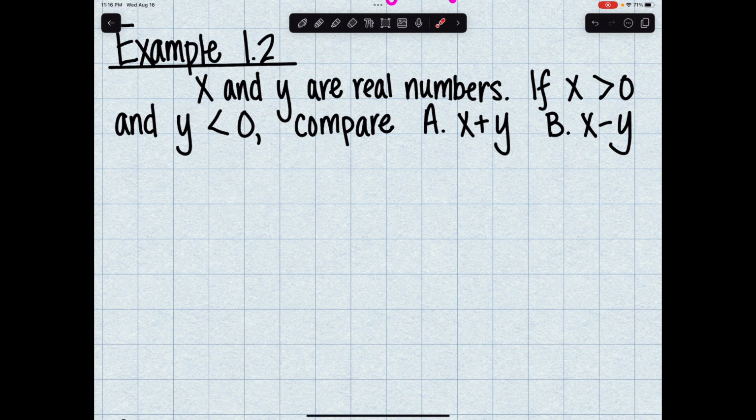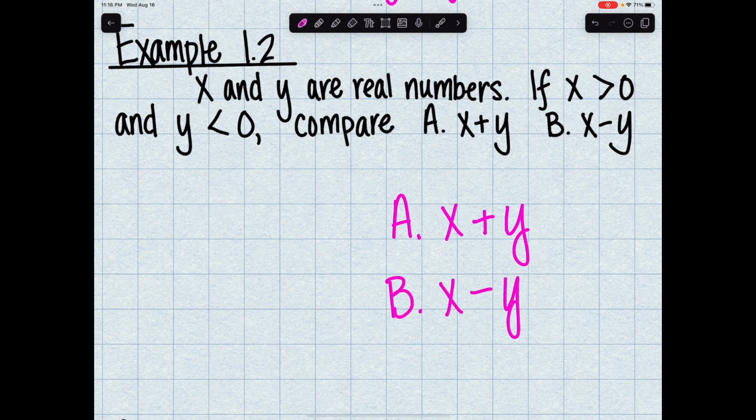Example 1.2, this is like abstract math. If X and Y are real numbers, so they give you two numbers. You've got X, you've got Y. Now it says, if X is greater than 0 and Y is less than 0, compare these two things. So here they're saying on option A, you have X plus Y. Option B, you have X minus Y. Which one's going to be bigger, A or B?